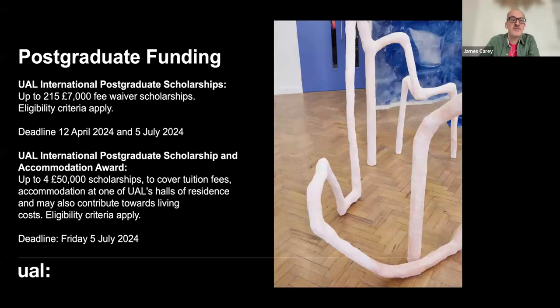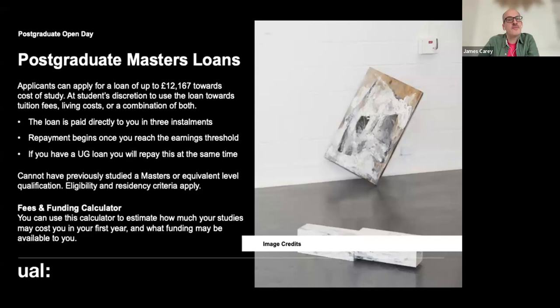You can also apply for a postgraduate master's loan through the gov.uk website. That's a whole separate application. It's quite detailed, but in general, I think this figure here is from last year. It's £12,167 towards your cost of study. And it's at your discretion how you spend that towards your study. The loan is paid directly in three installments to you. Repayment begins once you reach the earnings threshold, and we just want to highlight, if you have an undergraduate loan, you'll be repaying both, just so you know that in advance.